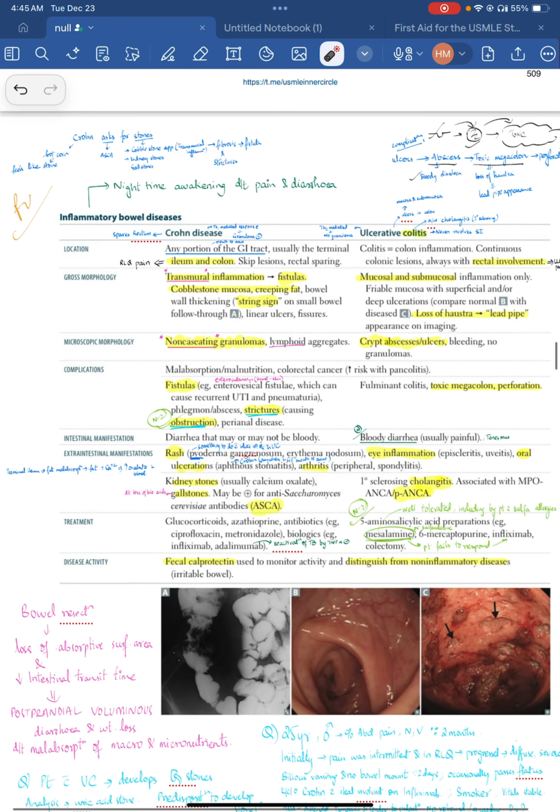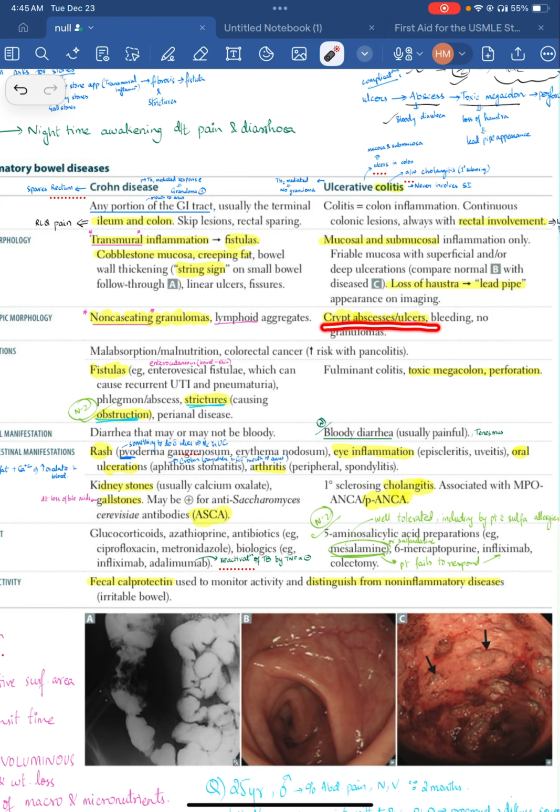And then we said that on microscopy you can see crypt abscess or ulcers. We just discussed ulcer might develop into abscess. Bleeding can be seen. There are no granuloma formations. You have to remember this. Granulomas are not seen in ulcerative colitis, but Crohn's does have granuloma.